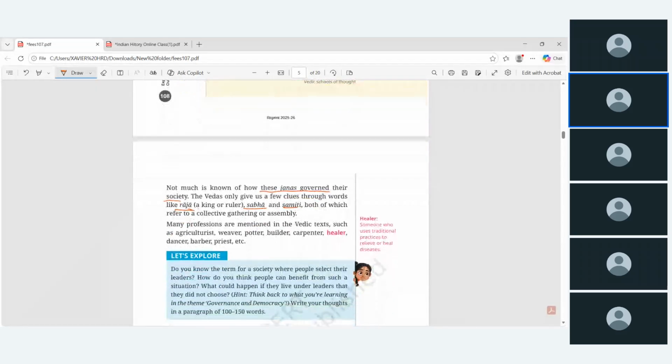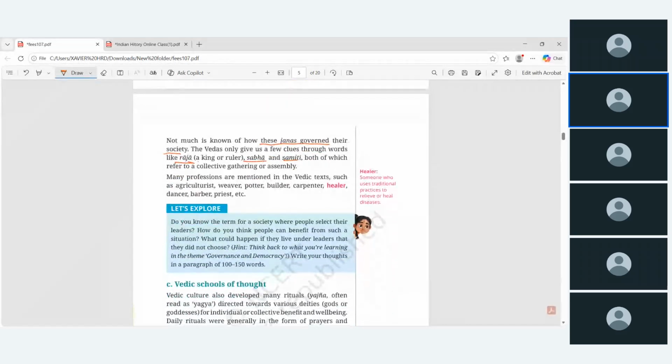The evidence is taken from the Rig Veda. The Rig Veda talks about the Raja, the king or ruler. And here they have mentioned Sabha and Samiti. We will study the purpose of Sabha and Samiti in the early Vedic age and later Vedic age separately, and take points about these two separately.